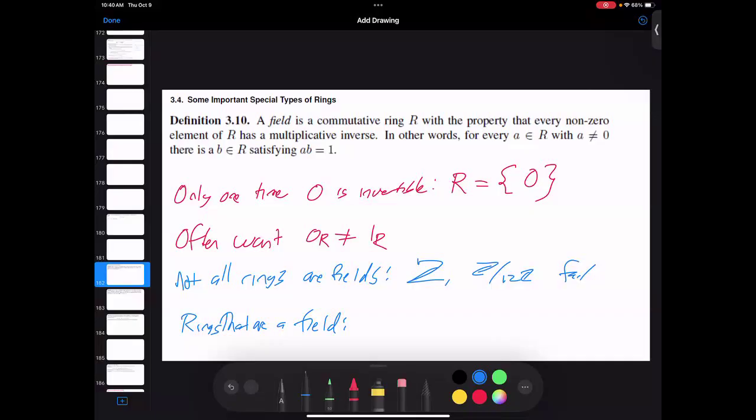So the integers did not work. So the number 2 did not have an inverse. How can we fix that? How could we extend the integers? Rationals, excellent. And beyond the rationals, what could we do? Yes, the reals. And beyond the reals, what could we do? The complex numbers. So those would be examples of rings that are fields.